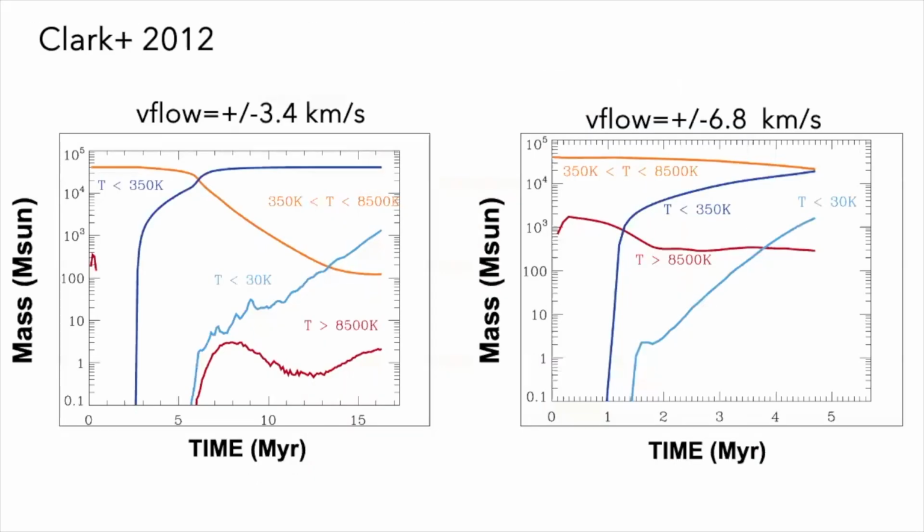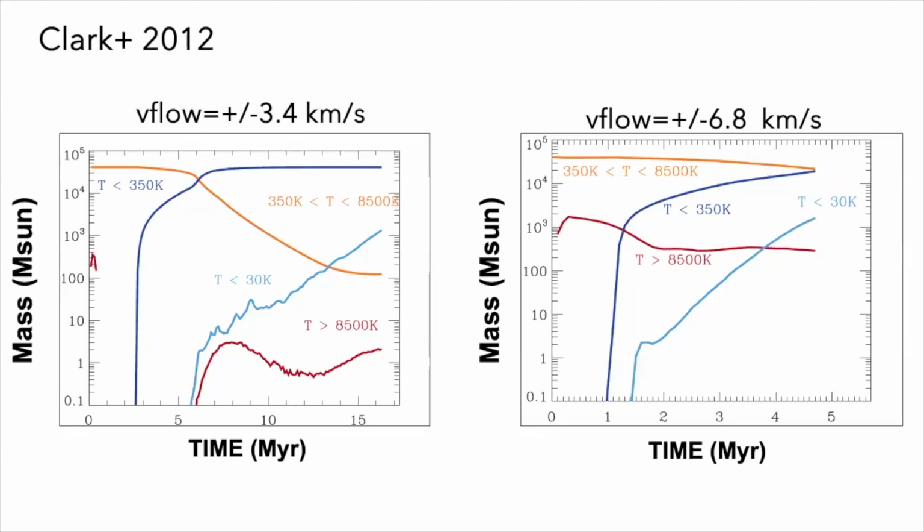What I'm showing here is the cumulative mass of each different phase as a function of time. I apologize for those who have color blindness, but the orange line that you see here corresponds to gas between 350 and 8,500 Kelvin. That's what you start off with, the unstable gas. You can see very quickly by 3 megayears, you're building up the abundance of cold neutral gas in that blue line. That quickly rises. And then as the simulation proceeds up to about 6 megayears, you start forming molecules.